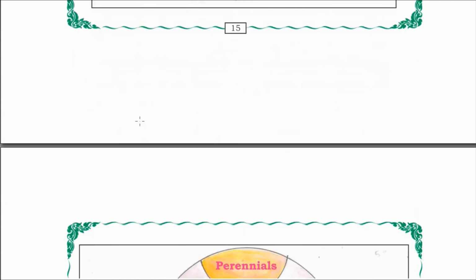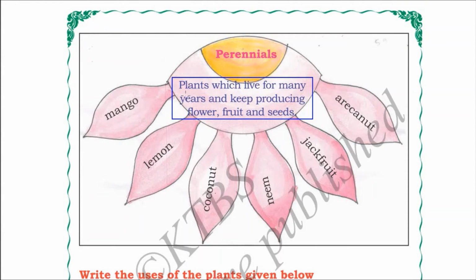There is the third category, which is the perennials. These are plants which live up to many years and keep producing flower, fruit and seeds. So instead of terminating within just 1 or 2 years or seasons, these plants live for many years. For example, mango, lemon, coconut, neem, jackfruit and areca nut. Areca nut is adike, which we eat with betel leaves. So these are all trees that live up to many years.